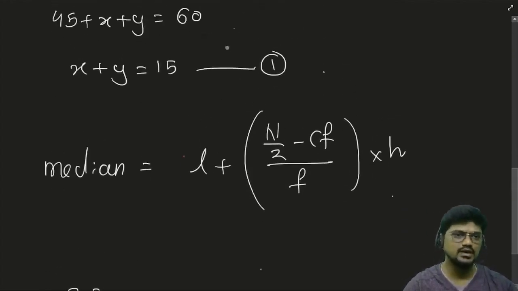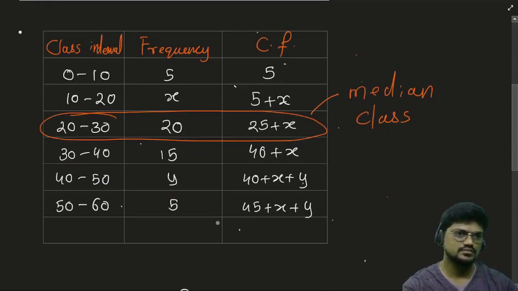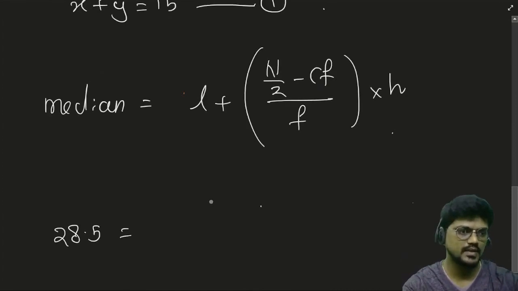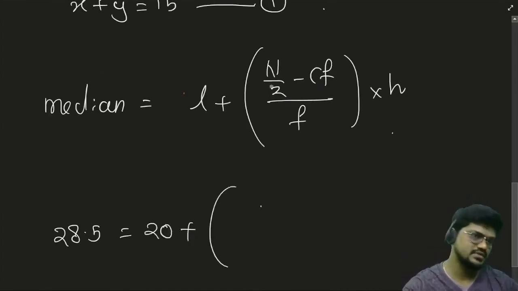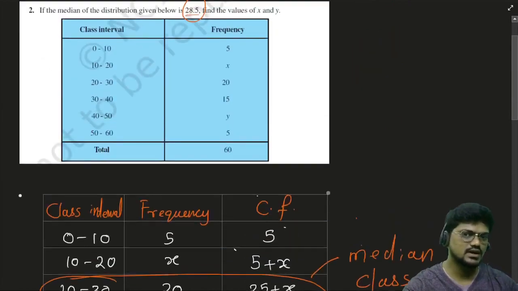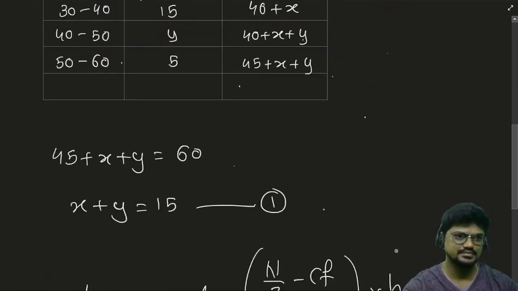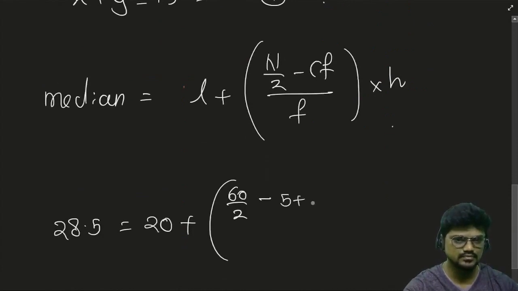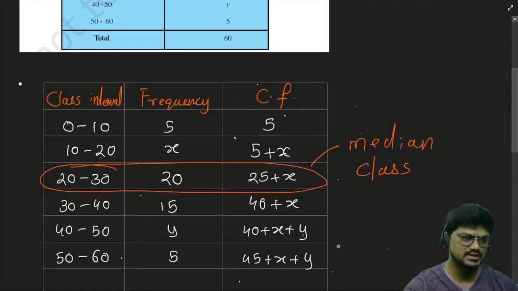The lower limit of the median class is 20, plus n by 2. The total observations are 60. So 60 by 2 minus the cumulative frequency of the class just preceding the median class, that is 5 plus x, in bracket, divided by the frequency of the median class, 25 plus x.